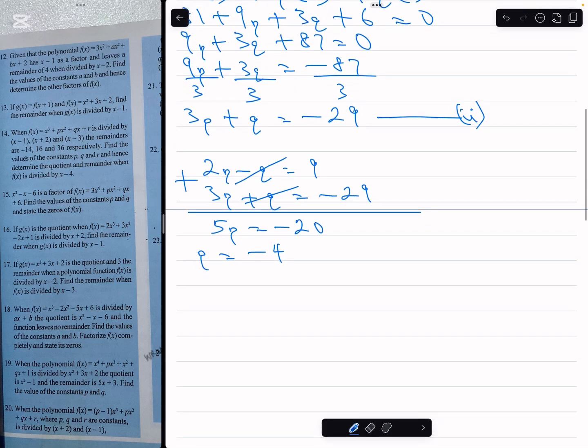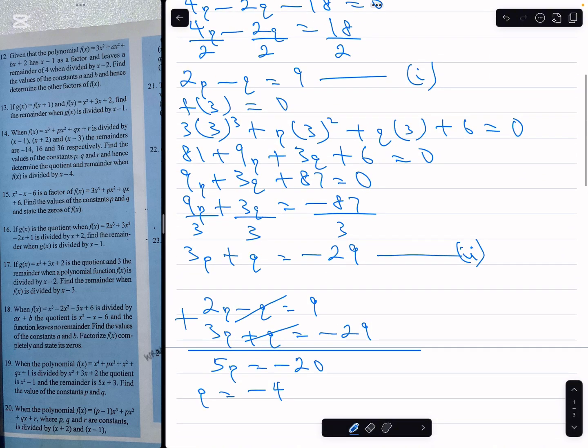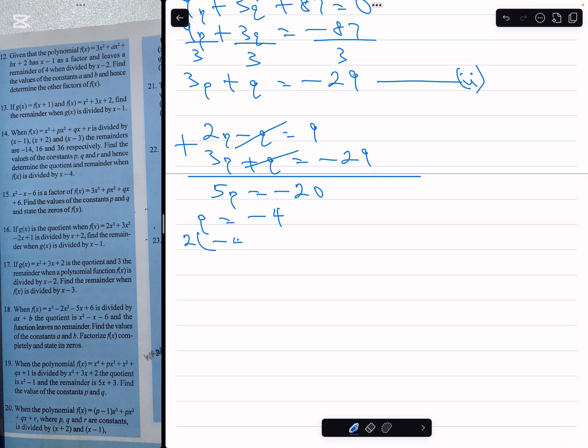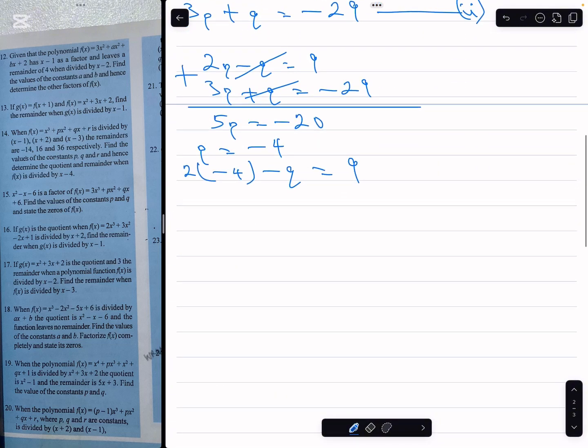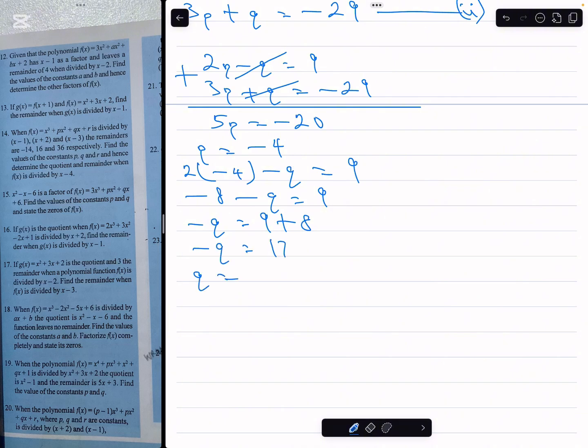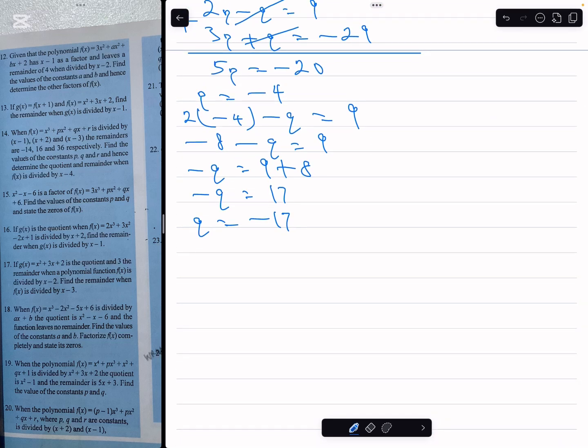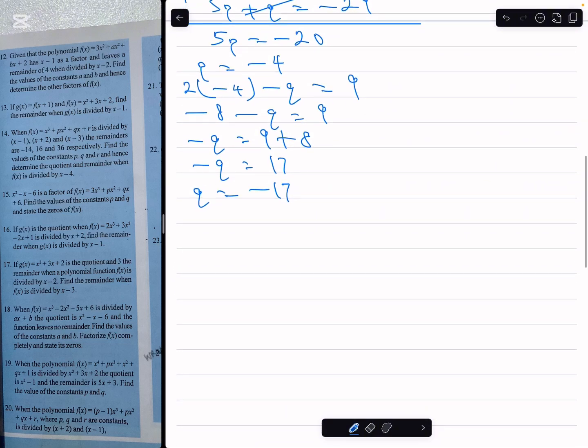And we can put that p in equation 1. Equation 1 is 2p minus q equals 9. So that simply means 2 into bracket minus 4, minus q equals 9. Which means minus 8 minus q equals 9. And that means minus q equals 9 plus 8, which means minus q equals 17. And that means q equals minus 17. That answers the first part of the question, which says find the values of the constants p and q.